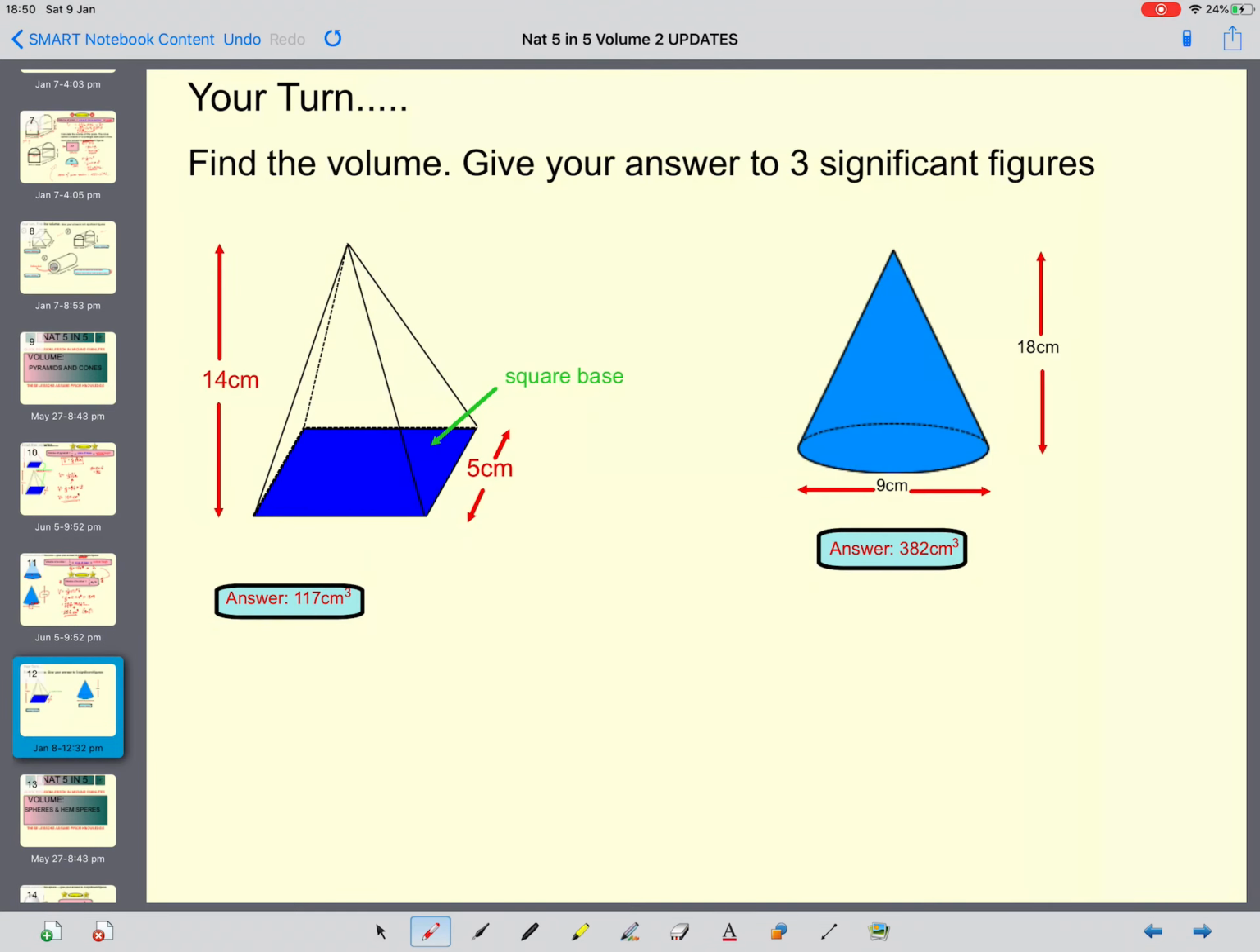Over to you guys now. It is your turn. There is 2 questions here, very similar to the ones I have just done. I've also given you the answers, so please work them out first and then check your answers.